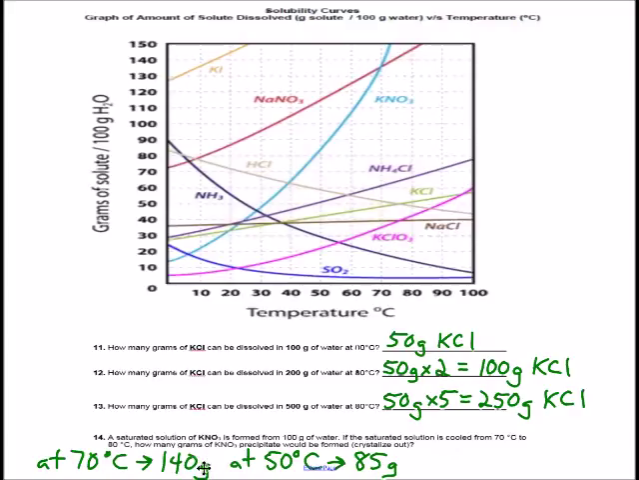So at 70, I can hold 140 grams. At 50, I can hold 85. So that means I'm going to lose this much. So 140 minus 85. 55 grams of potassium nitrate crystals will form and come out of solution.